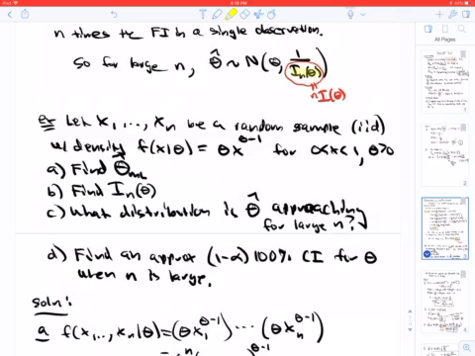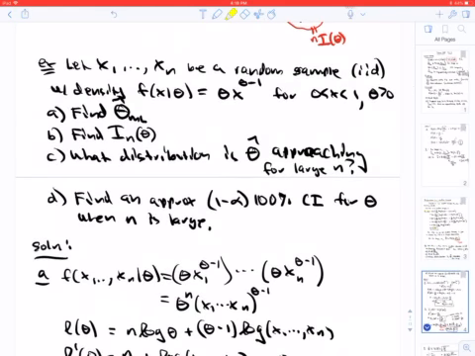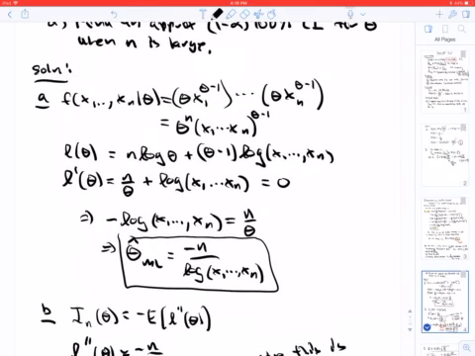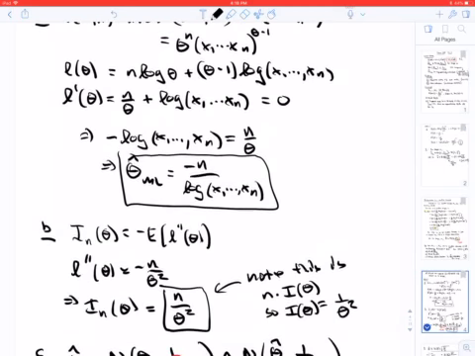And then we did another example where we looked at x1 to xn, an IID random sample with density theta x to the theta minus 1. And we found the ML estimate, the sample Fisher information, what distribution the ML estimate is approaching, and an approximate CI for large N. So calculation of the ML estimate is straightforward, although of course carrying it out, people had difficulty calculating derivatives and not making silly algebra mistakes, but the ideas are fairly easy.